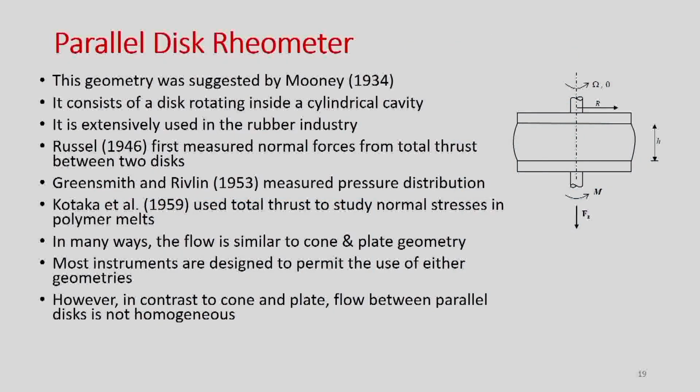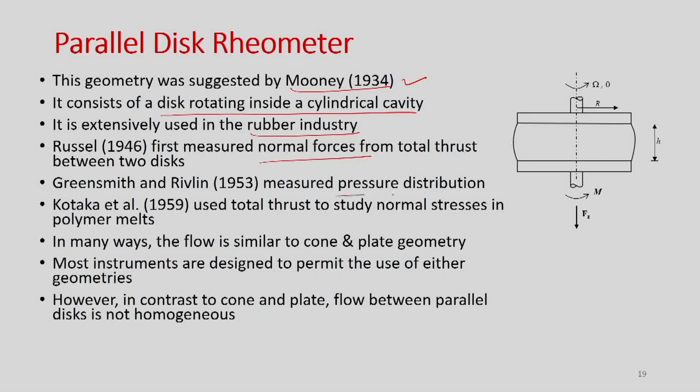The next possible geometry in the rotational viscometer is the parallel disc rheometer. This geometry was suggested by Mooney. It consists of a disc rotating inside a cylindrical cavity. It is extensively used in the rubber industry. Russell has also used this geometry for measuring the normal forces.